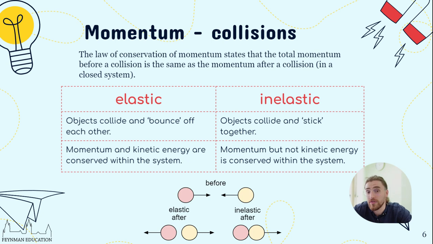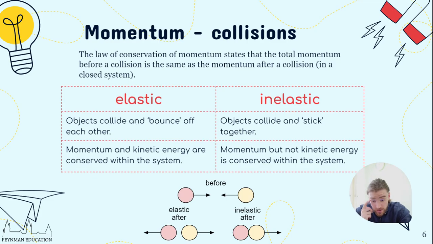Because we have something called the law of conservation of momentum. Okay, so this states that the total momentum before a collision is the same as the total momentum after the collision, in a closed system. So that momentum had to go somewhere. It's going to be transferred between objects or between the ground and the environment.